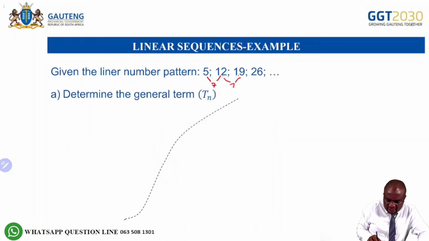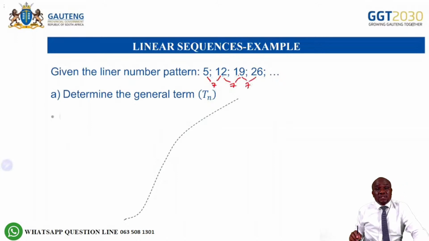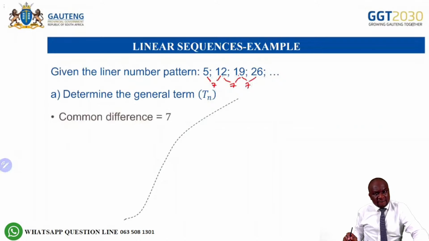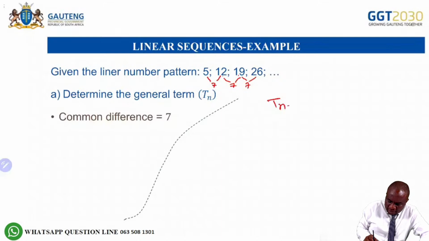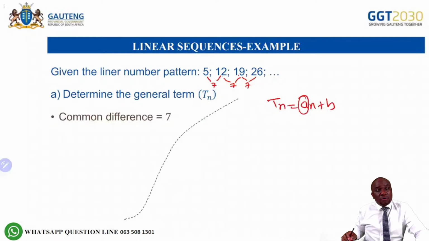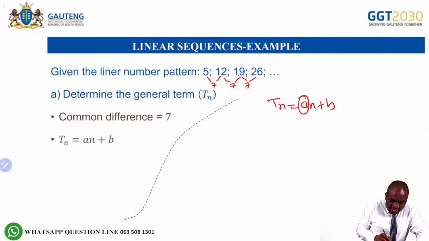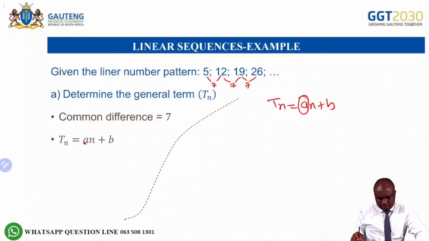19 minus 12, that is 7. 26 minus 19, that is 7. So the constant difference is 7. What did we say? We said we have Tn is equal to An plus B, where A is the constant difference or the common difference. We use those interchangeably. Right, so it means where there's A, we're going to put 7.